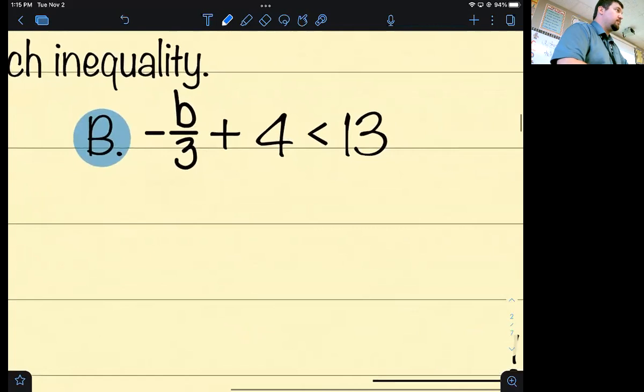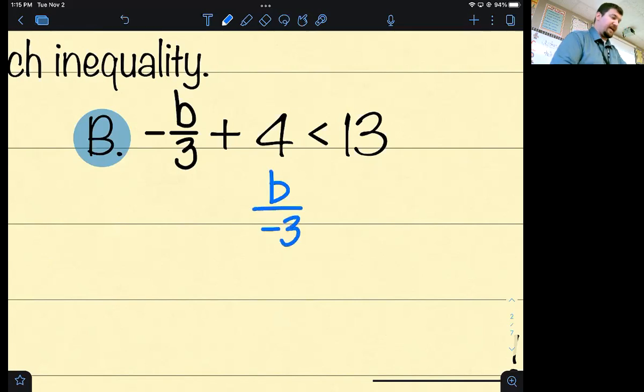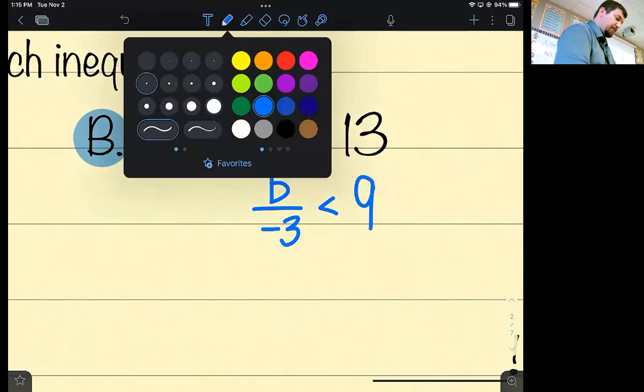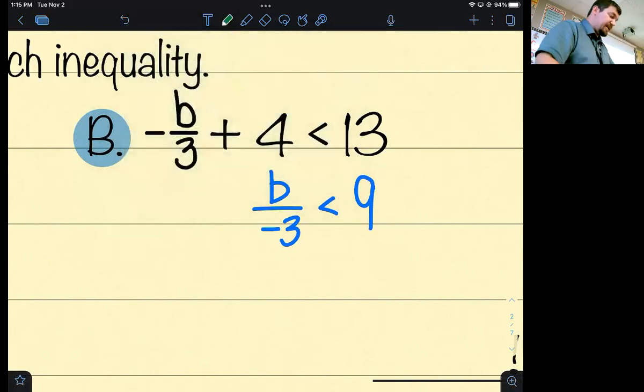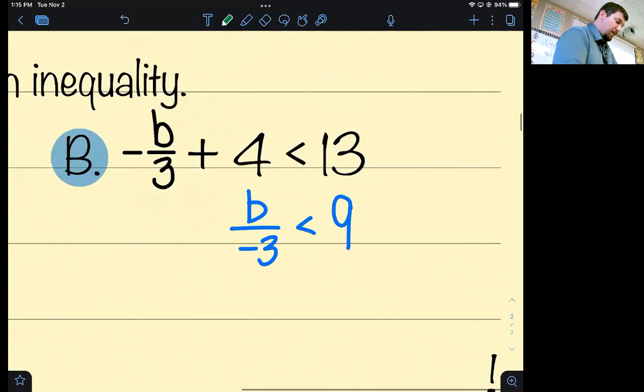This next one. Jace, tell me the first thing I would do to both sides. Okay, so I'm going to subtract 4. When I write the negative b over 3, I'm actually going to write it as b over negative 3, so I don't forget the negatives there. And then Jace, what is 13 minus 4? 9. Okay. And then Deegan, how do I get rid of the dividing? And what am I multiplying by?